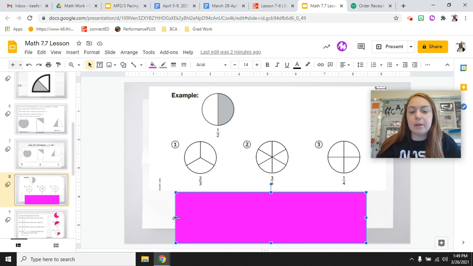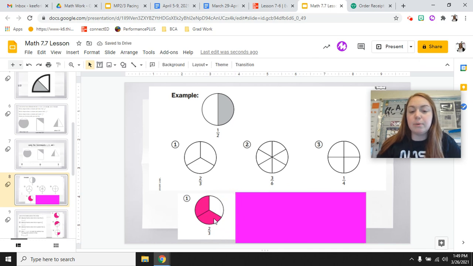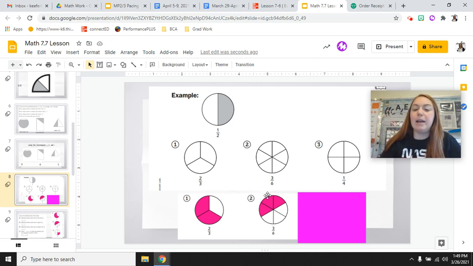All right, so let's look at what 2/3 would look like. So here is a figure that would be 2/3. There's 3 total pieces. That's our number on the bottom, our denominator, and there are 2 shaded pieces. That is our numerator or the number on the top. Next would be 3/6. So if you look here, they kind of cut it at an angle, but it still shows halfway. There's 6 total pieces for our denominator and 3 pieces for our numerator.